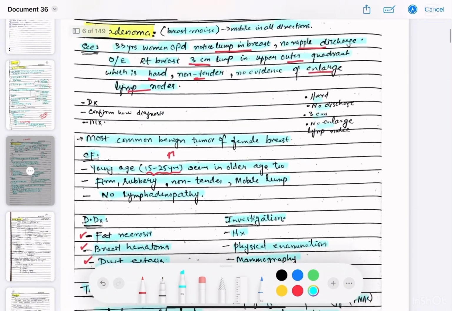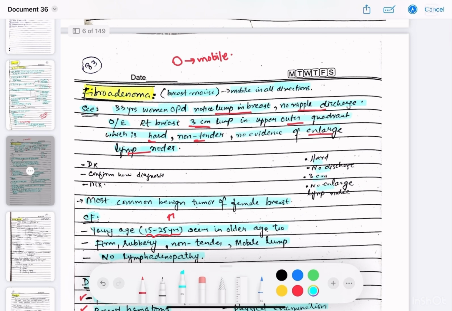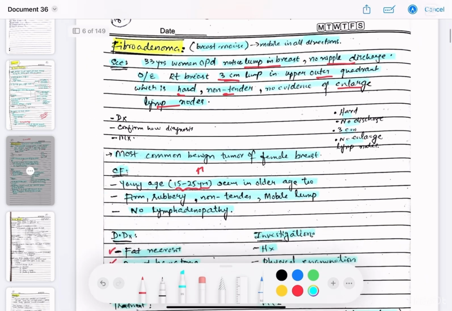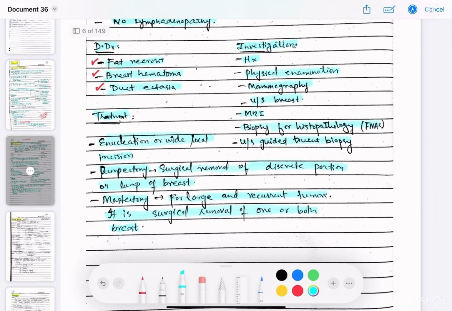So what we have learned about fibroadenoma is that it is common in the young age of 15 to 25 years, and it is hard, non-tender, and mobile, and no lymphadenopathy is present along with it. The investigation options are history taking, clinical examination, mammography, ultrasound, fine needle aspiration, that is true cut biopsy, ultrasound-guided true cut biopsy, and MRI. So these are the investigation options.